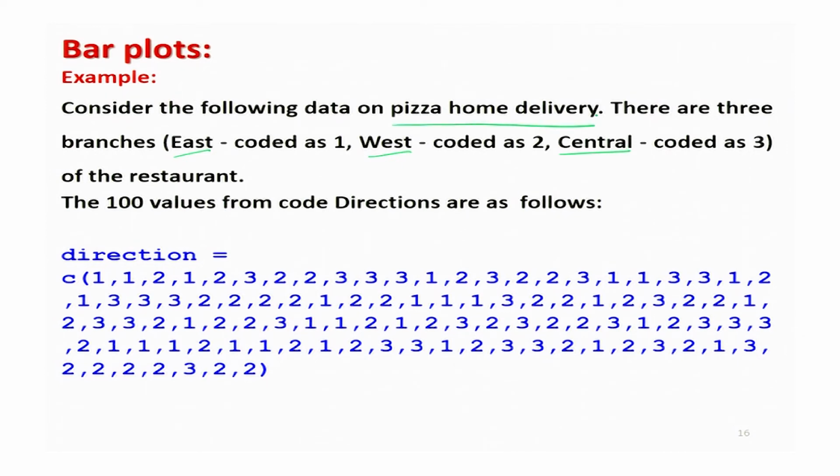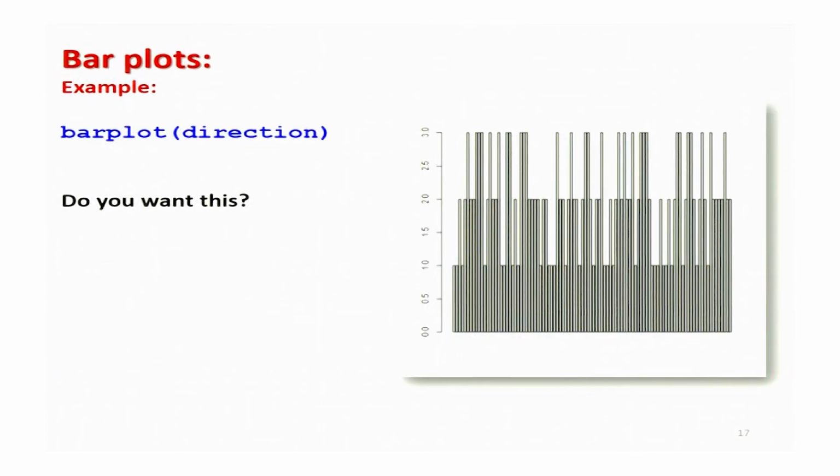So they get the orders at a central place, and then they contact the branch which is closest to the place of delivery, and this is the data on 100 deliveries, showing which branch has delivered the food, right. So this is like 1, 1, 2, 1, 2 and so on. I have created this data vector, direction, and that is the same example which I did in the last lecture, where we created the frequency table and obtained the absolute and relative frequency.